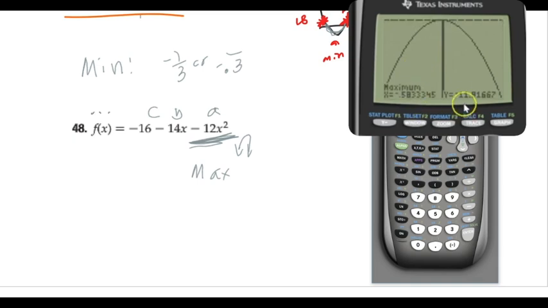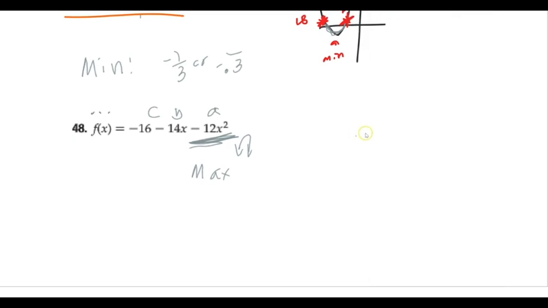It finds your max. Negative 11 point something. That's my max. That's the y value, and there are the x values. And there we go. That's the lesson.